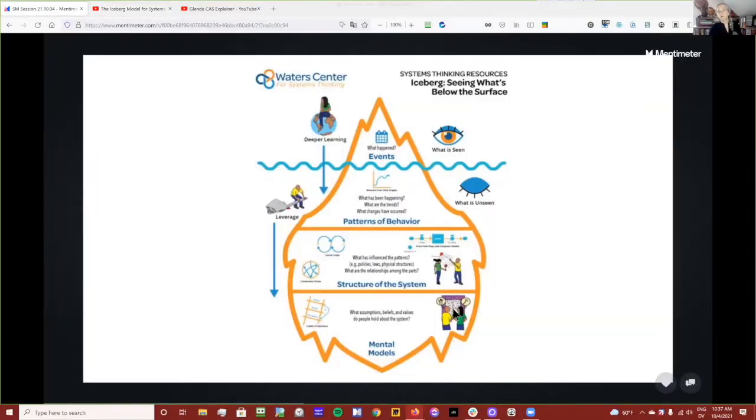Okay, so this is just another version of the iceberg model. And so the iceberg is one of the key tools in systems thinking.